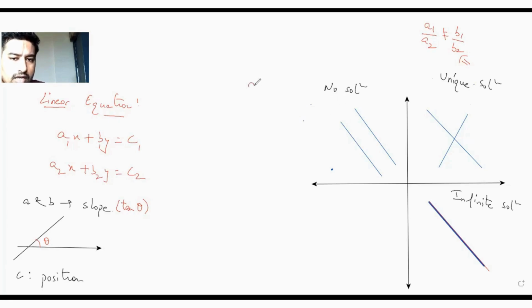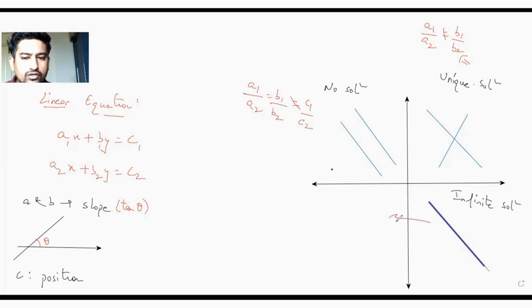Talking about no solution. No solution is what? They have to be parallel. So a1 by a2 should be equal to b1 by b2. They have to be parallel, right? But their positions are different, right? That is why it is not equal to c1 by c2. Now you can remember, right? No need to mug it up. You know the reasons: no solution when they are parallel, so a1 by a2 has to be equal to b1 by b2, but they are at different positions, that's why not equal to c1 by c2.